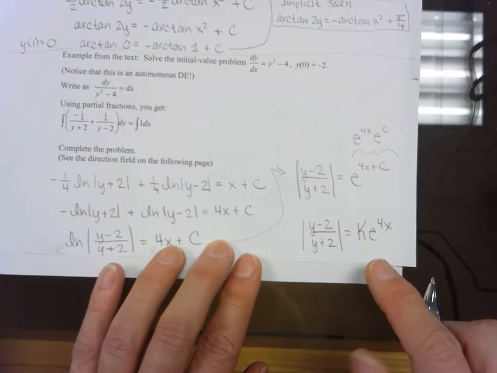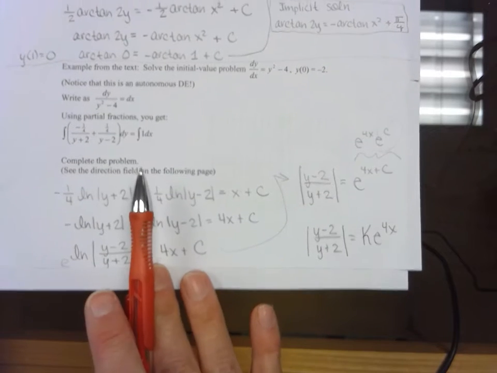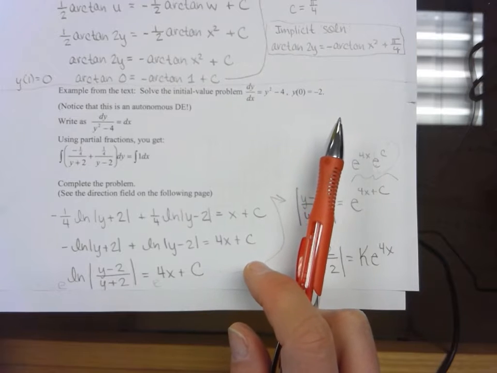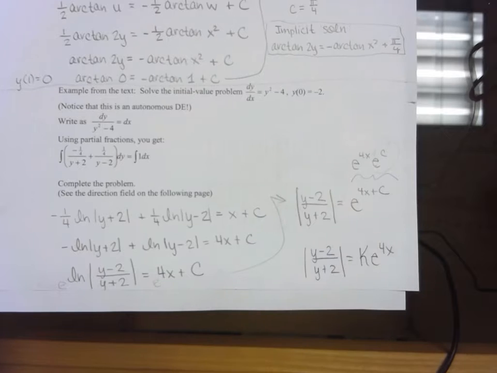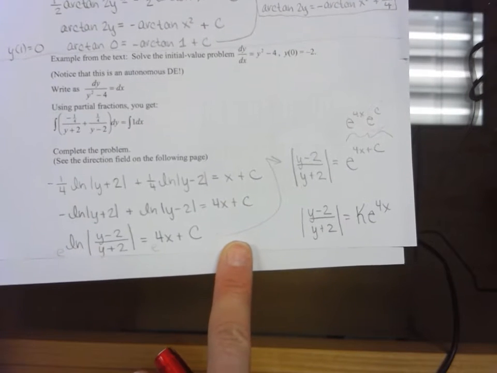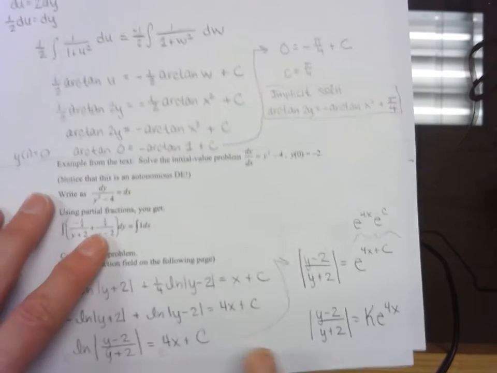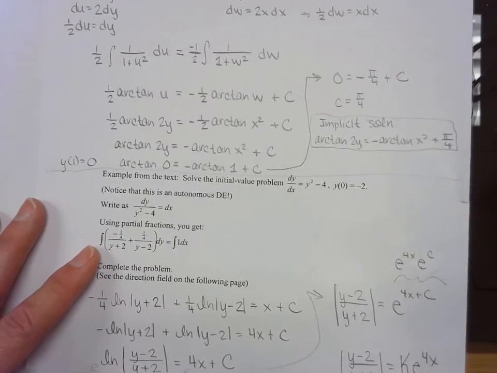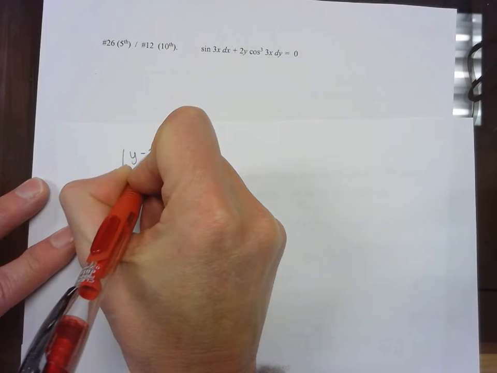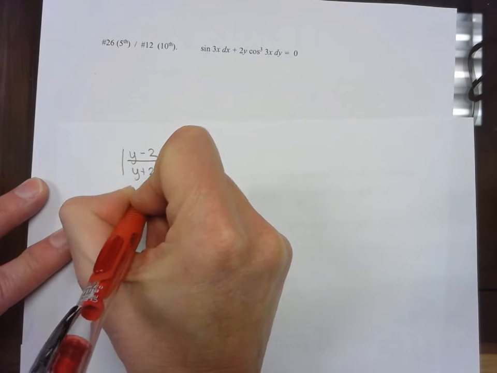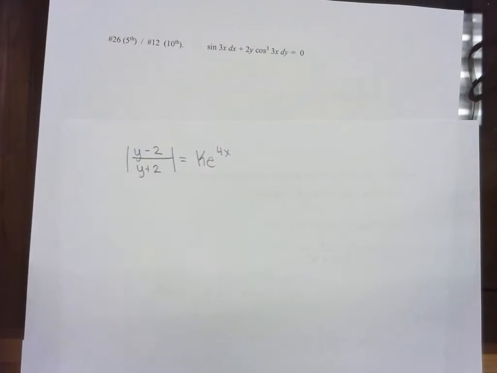Our initial condition, I'm going to keep going, but let's just look at our initial condition right now. It was y of 0 equals negative 2, which means we're going to plug 0 in for x and negative 2 in for y. Well, what about that? It's undefined when y is negative 2, right? So I'm still going to follow through with this, though. So y minus 2 over y plus 2 equals k e to the 4x.